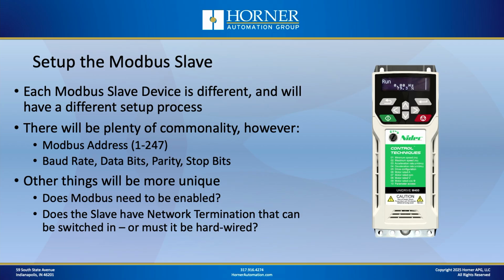In addition to address and data rate, other things need to be set up as well. With some devices, you'll have to actually enable Modbus. There'll be a setting somewhere in the product to do the enabling. Other products have a convenience feature for adding network termination if their device is on the end of the network. Maybe it's just a switch that you throw to add termination to the network. Maybe it's just a jumper that you add if their device is on the end. So check out the manual for your slave device to get it set up.